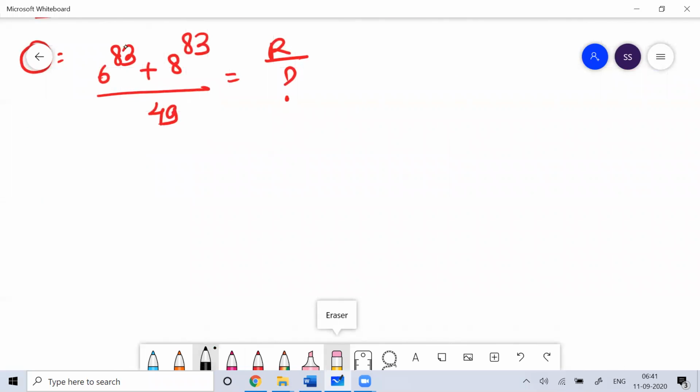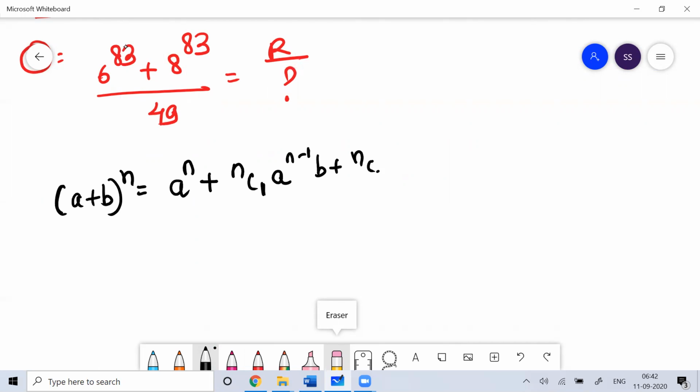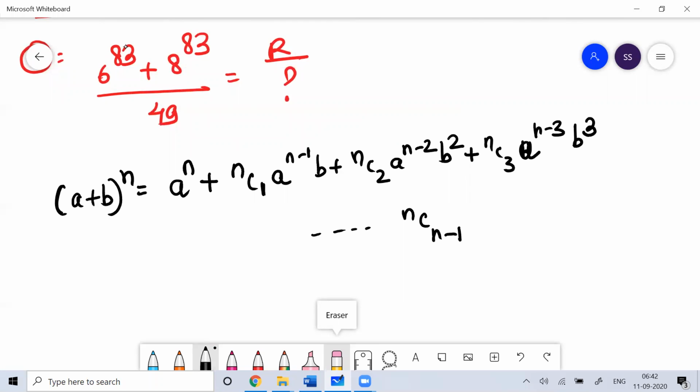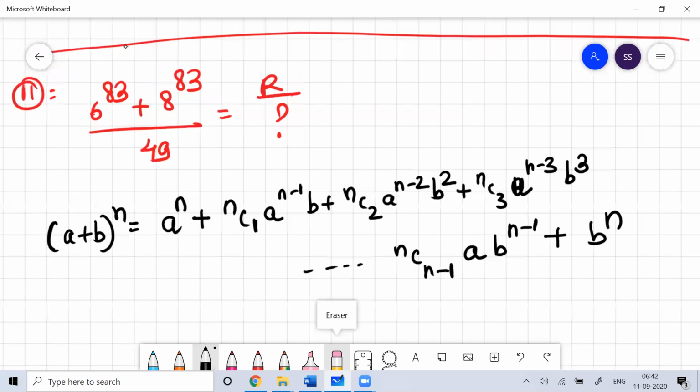Or you can apply the binomial theorem. So (a plus b) to the power n equals a to the power n plus nC1 a to the power n minus 1 b plus nC2 a to the power n minus 2 b squared plus nC3 a to the power n minus 3 b cube, like this till nC(n minus 1) a to the power 1 into b to the power n minus 1 plus b to the power n. This is the binomial theorem. You can apply that.